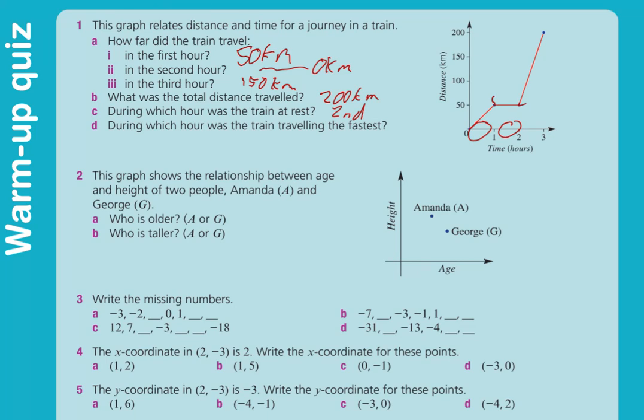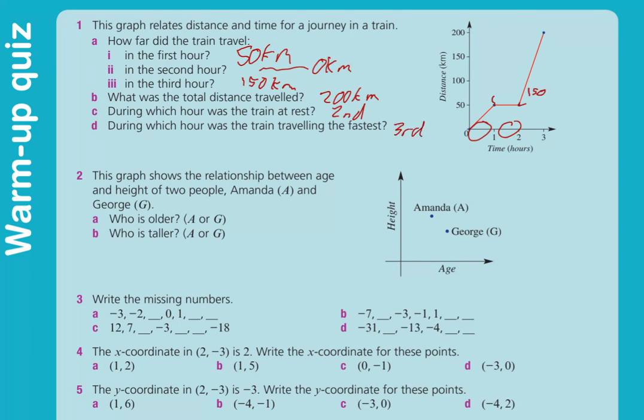During which hour was the train travelling its fastest? Well, if it went from 50 kilometres distance to 200 kilometres distance in 1 hour, that means it was going 150 kilometres an hour, which is definitely the fastest. That was in the third hour.